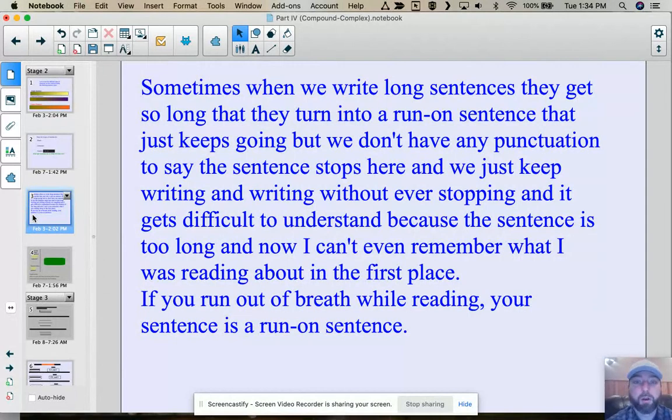Period. Notice I paused a lot of times during that. That's one indicator of if you should have different sentences. If you run out of breath while reading, or when you pause, your sentence is a run-on sentence. Okay, so we are going to learn how we can vary our sentences, especially the compound complex sentences, so that we're not running out of breath.